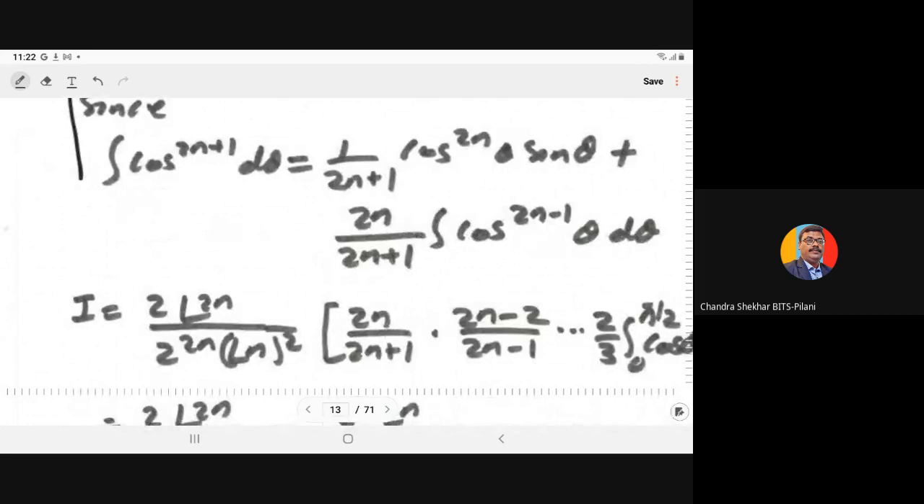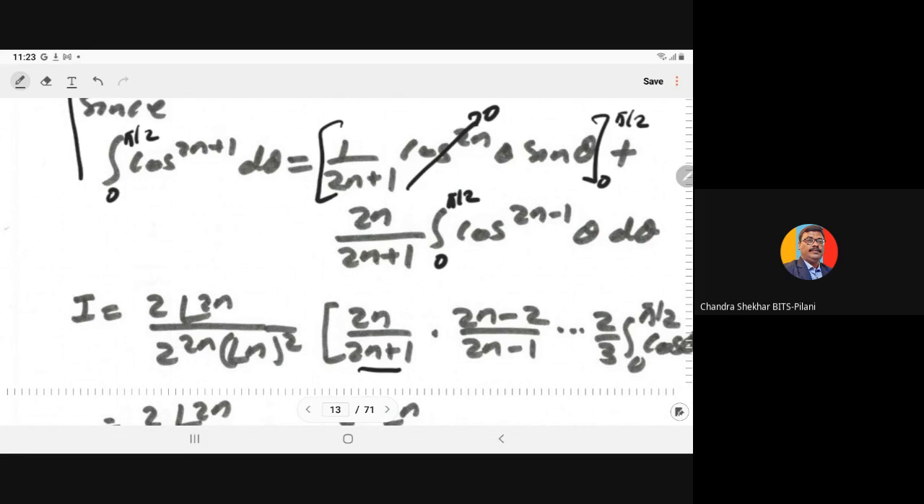So just you put this integral. What you will get, for the limit 0 to pi by 2, when we put 0 and pi by 2, in both cases it will give you 0, right? At one place we have cos 0 equal to cos pi by 2 equal to 0, and sin 0 is equal to 0. So under both limits this is 0, so this term will be 0. So here we have 2n upon 2n plus 1 integral 0 to pi by 2 of cos to the power 2n minus 1 theta d theta.